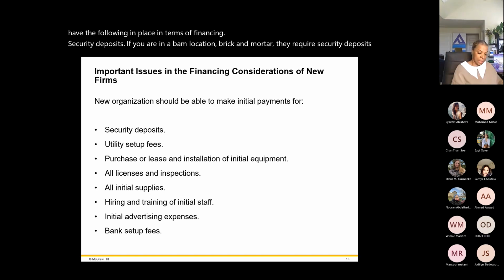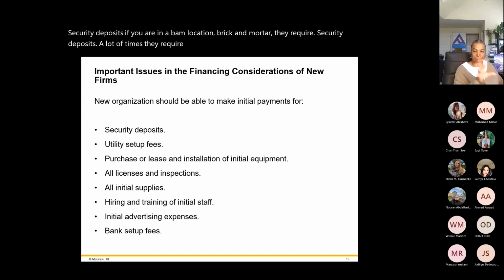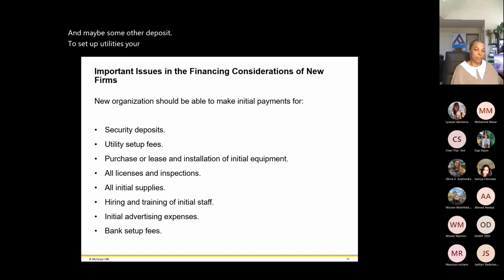A lot of times they require first and last month of the agreement, and maybe some other deposit. To set up utilities, your phone, your water, your electricity, gas, etc. If you're a new business, there's a utility setup fee. The purchase or lease of the equipment you need initially, whether they are computers or ovens or what have you, licenses and inspections.